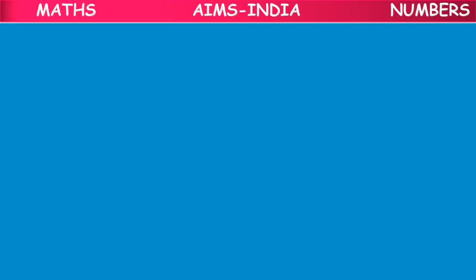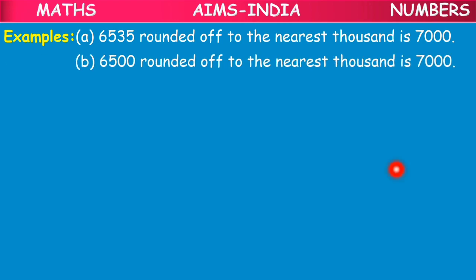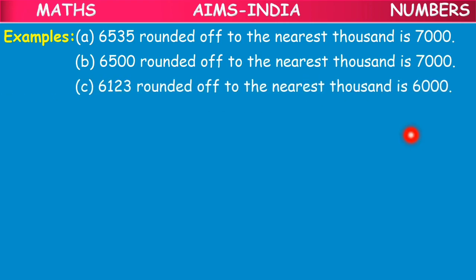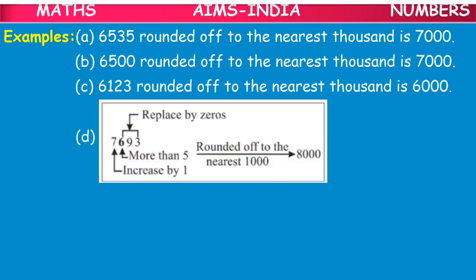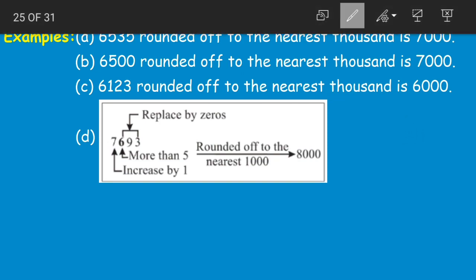Is this clear, students? This is the gist of rounding off the numbers to tens, hundreds and thousands. Let us look at a few examples of how to round off the numbers. First example: 6535 rounded off to the nearest thousand is 7000, and 6500 rounded off to the nearest thousand is again 7000.